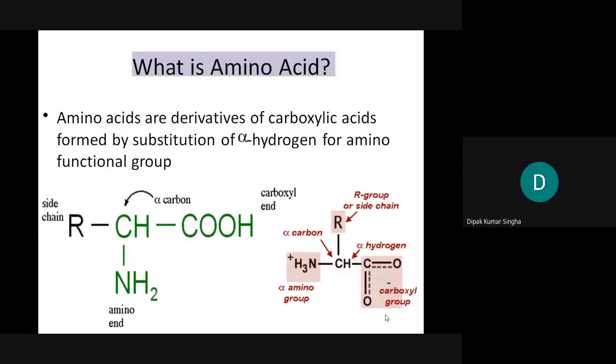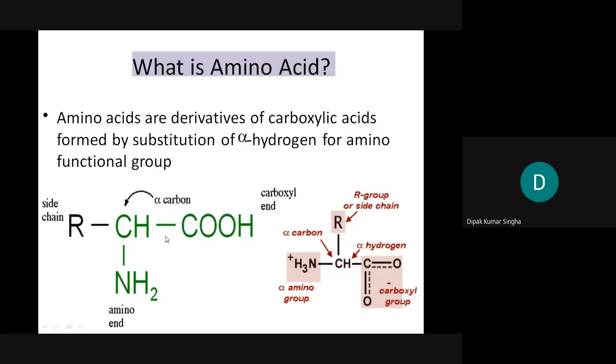What is an amino acid? Amino acids are derivatives of carboxylic acid formed by substitution of an alpha hydrogen with an amino functional group. This is the monomeric form of protein, basically called an amino acid. That means it contains at least one amino group and another acidic group, that's why it is called an amino acid. The amino group is bound to the alpha carbon, that's why they are called alpha amino acids.